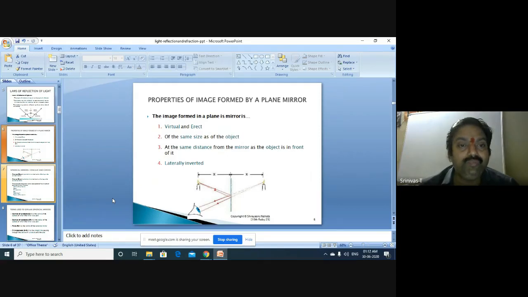Now, coming to the properties of images formed by a plane mirror.